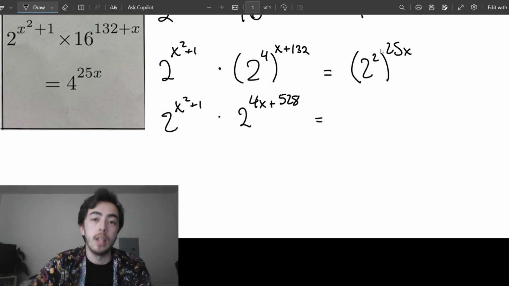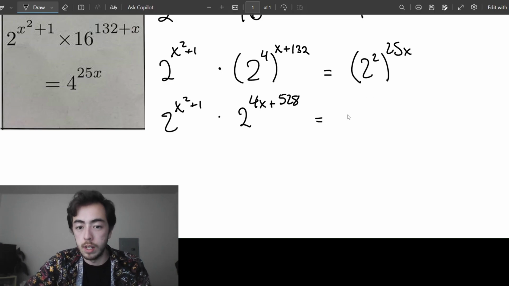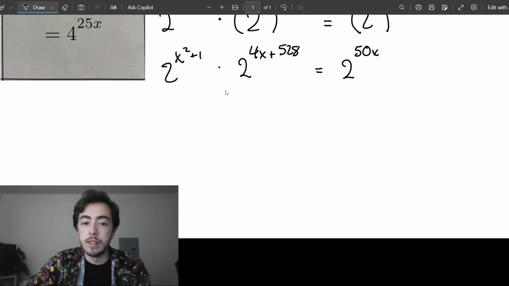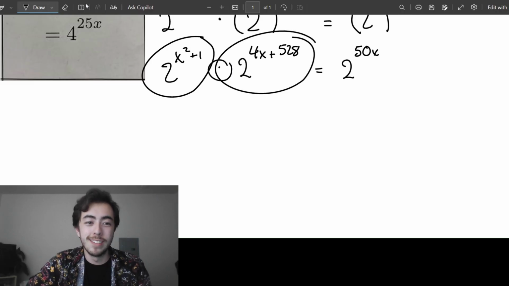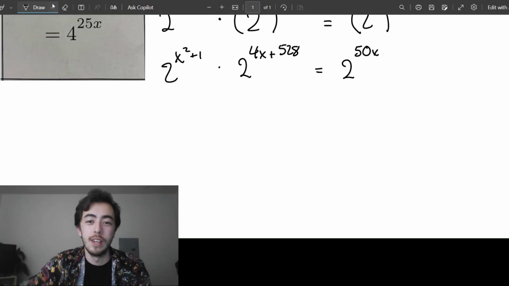I will, once again, multiply my exponents. I'll get 2 to the power of 50x. Cool. On the left-hand side right here, we have a whole bunch of 2's all being multiplied to themselves. And then we're multiplying more 2's to finally get a huge product of a whole bunch of 2's.